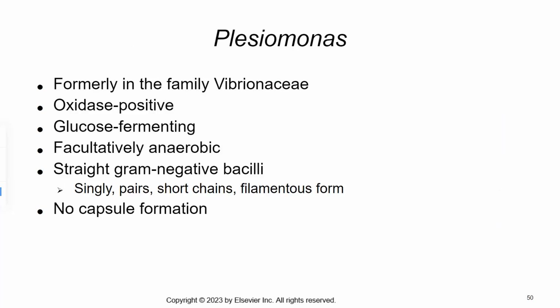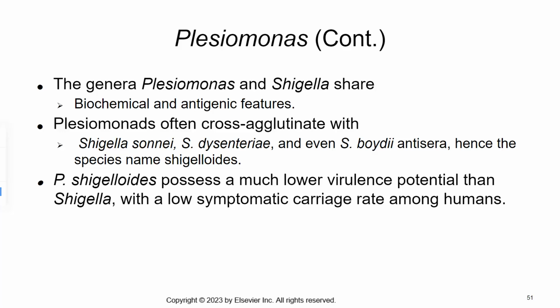Plesiomonas is formerly in the family Vibrionaceae. Oxidase positive, glucose fermenting, facultatively anaerobic, straight gram-negative bacilli, singly, paired, short-chain, or filamentous form, but there's no capsule formation. The genus Plesiomonas and Shigella share biochemical and antigenic features. Plesiomonas often cross-agglutinate with Shigella, hence the species name shigelloides. P. shigelloides possesses a much lower virulence potential than Shigella, with low symptomatic carriage rates among humans.